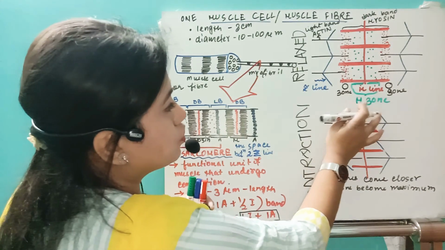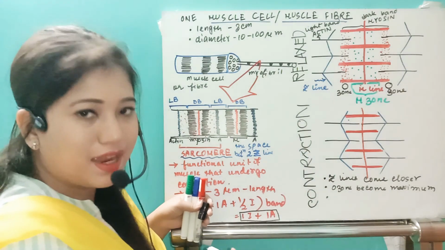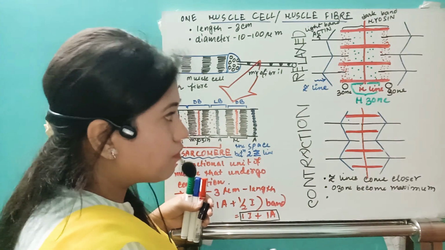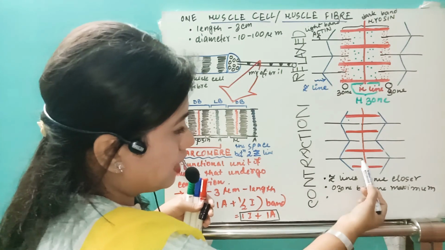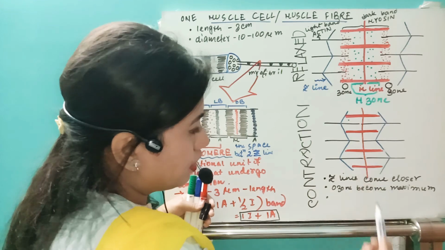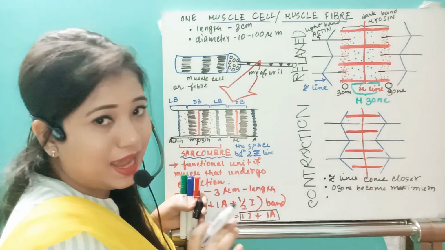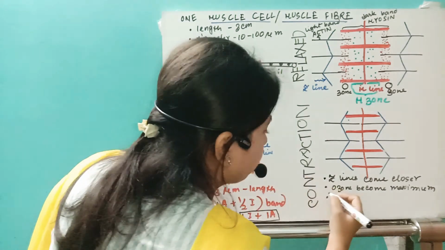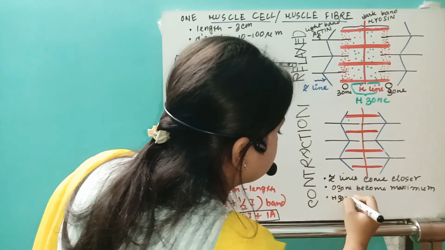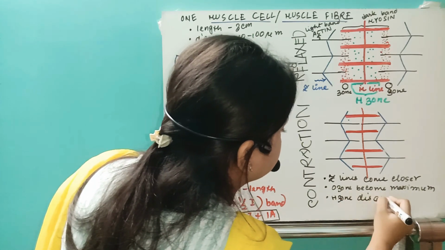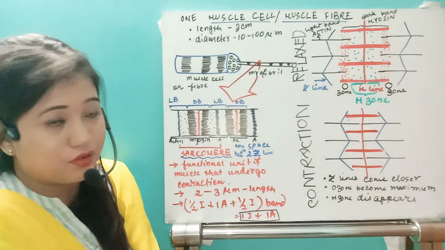See, this is the H zone, where we have only the myosin which is not overlapped by the actin, right? Now whenever we have contraction, is there any space where we can have only myosin? No, it is all overlapped by the actin, right? So that's why the O zone becomes maximum and the H zone disappears. Okay, so this is the contraction process.